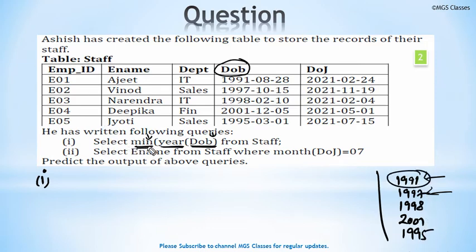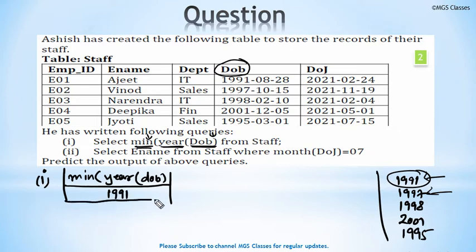So this will produce the output like this: MIN(YEAR(DOB)), and here you need to write 1991, because it is the minimum value among the years we have fetched from the date of birth. Okay, so this is the answer of the first question.